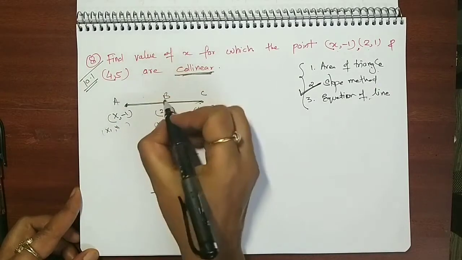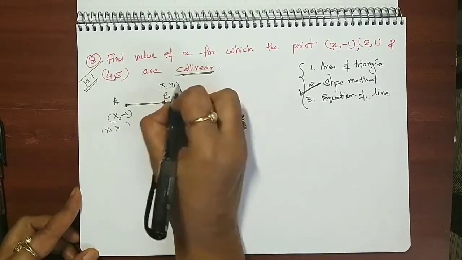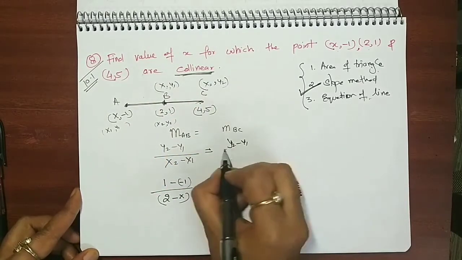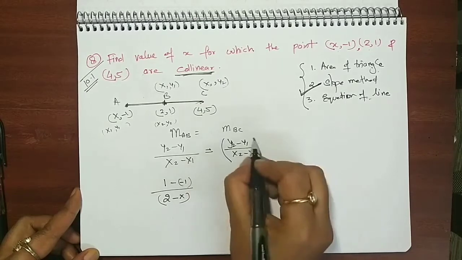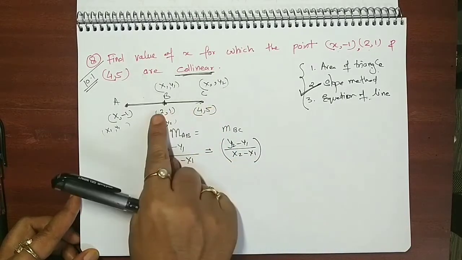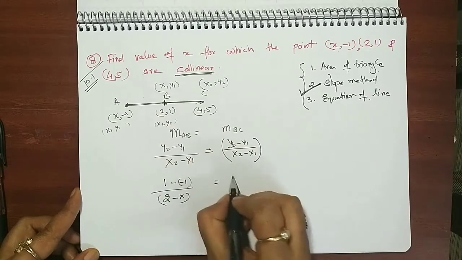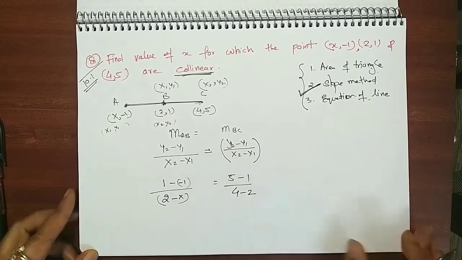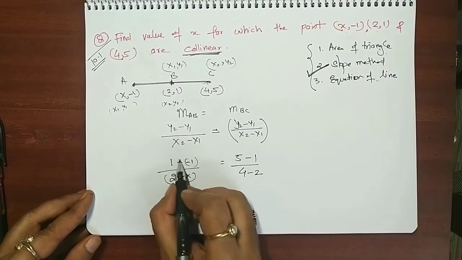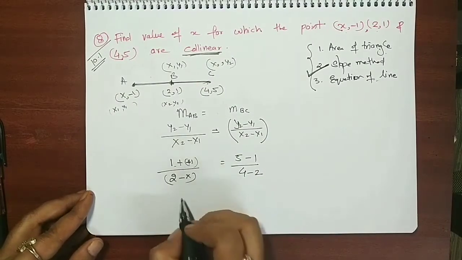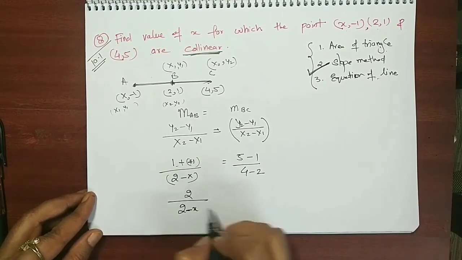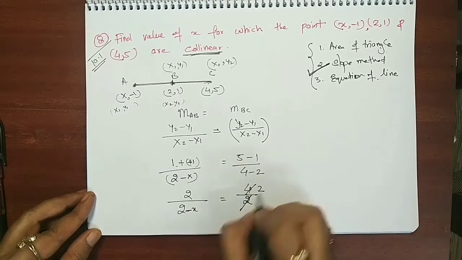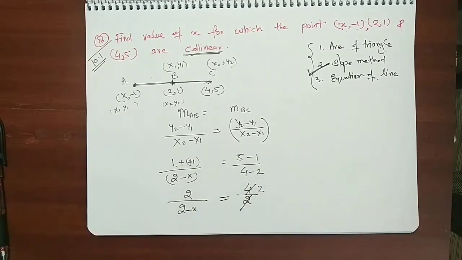Now let me see here for BC. Suppose I am considering this x1, y1 and this x2, y2. So what is the formula? (y2 minus y1) by (x2 minus x1), correct? So I will take y2 minus y1, this one. So it will be 5 minus 1. x2 minus x1 is 4 minus 2. So what I will get is, this is plus, right? Minus minus plus. So 2 by (2 minus x) is 4 by 2, correct? 2 cancel.